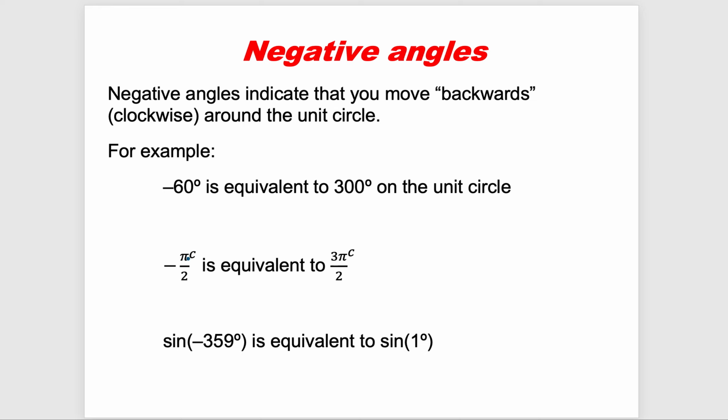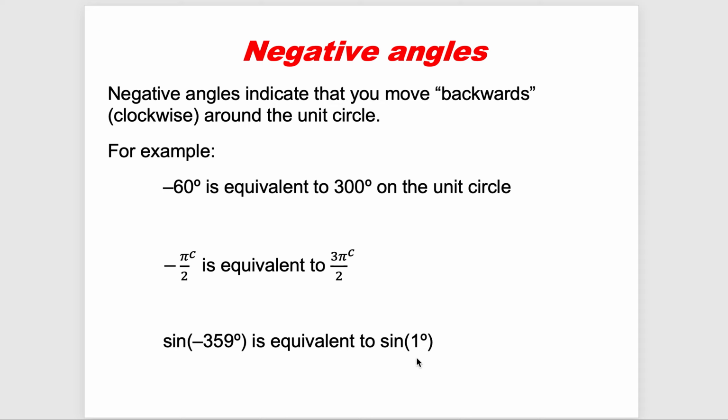Similarly, negative pi on 2 radians is equivalent to 3 pi on 2 radians. It's like if you go backwards by a quarter of a lap, it's the same as going forwards by 3/4 of a lap. And if you had to work out, for instance, sine of negative 359 degrees, that would be equal to sine of 1 degree.